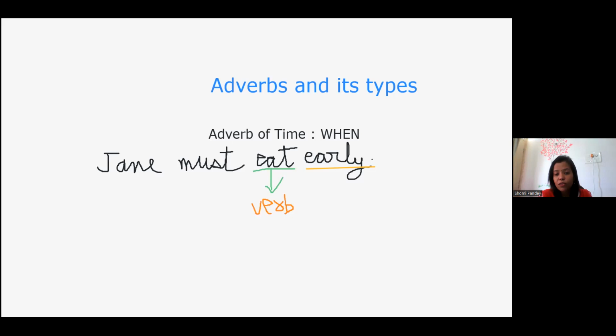And what is this early? This early is denoting when did she eat. I'm not talking about the exact time, but yes, when was it? Was it early in the morning, or was it late? So early is the adverb, and it is modifying the verb eat.